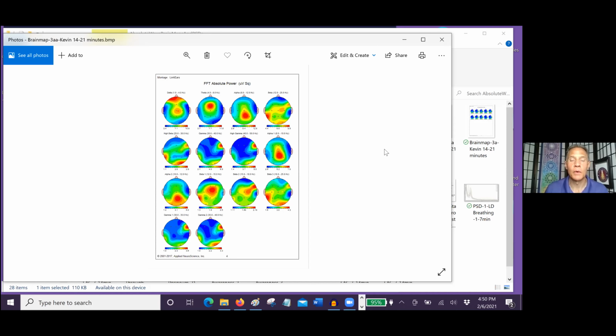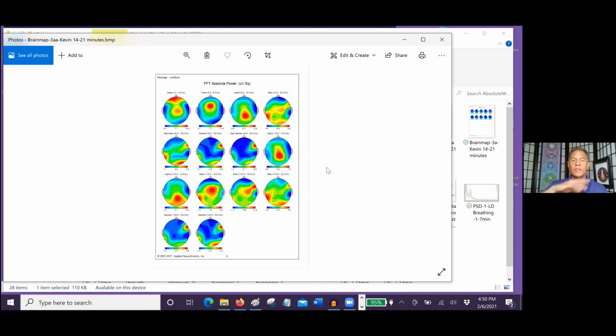Okay, now we go into, let's see, this is 14 to 21 minutes. So this is the breathing love through the heart. Here again, you see the theta, it's pretty much the same place, same intensity. Alpha is still sitting back here. And in this higher intensity focus, it looks like delta is drawn forward here. And then the gamma is in this right temporal area, as well as a little bit in the occipital area.